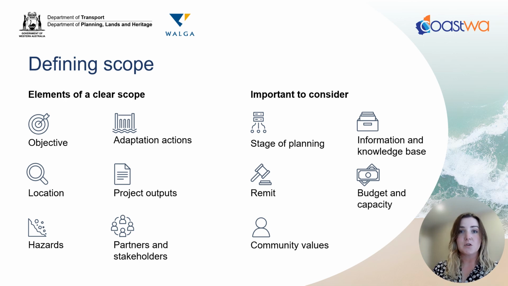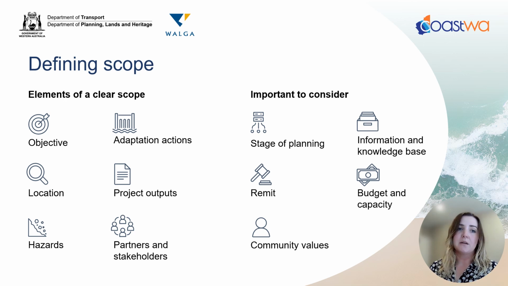Another important consideration is remit. So do you have the scope to actually deliver these actions? Do you need to engage with others to get them over the line? What is within your remit specifically? What information and knowledge do you have available? So if there's good data and information, that's great, but often there might be some data and information lacking. So if you have a sense of what type of information that you have available, it will help you to inform your scope. Also budget and capacity.